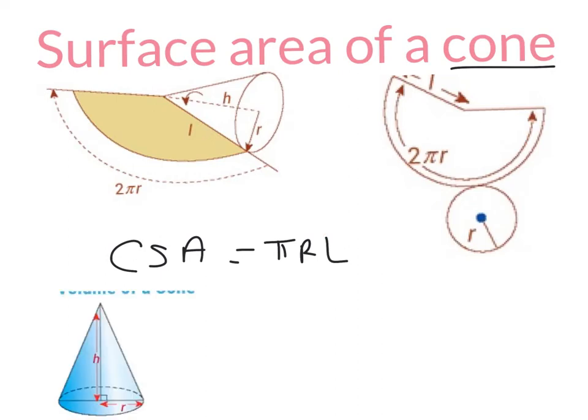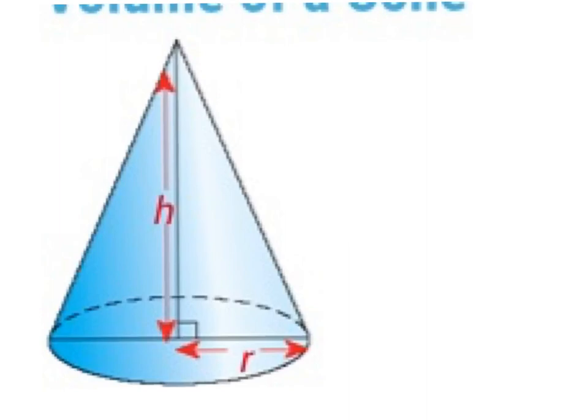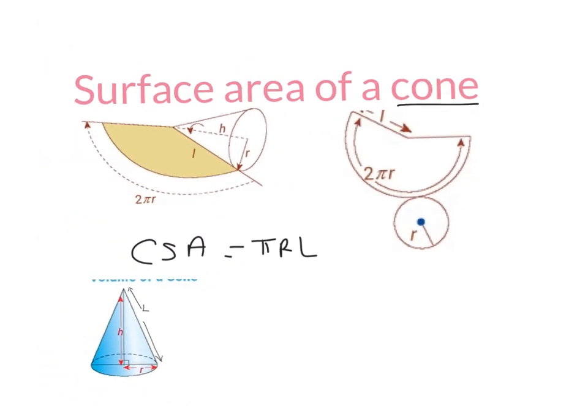In the diagram that I showed you a few minutes ago, we have our h, but our l is actually this here. Okay, so that's our l. Now we need our l to find our curved surface area. If we are not given our l, but we're given our h and our r, we can find that using Pythagoras. So don't forget Pythagoras will work a lot with cones here.